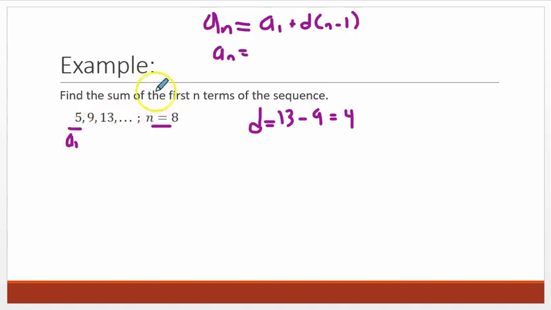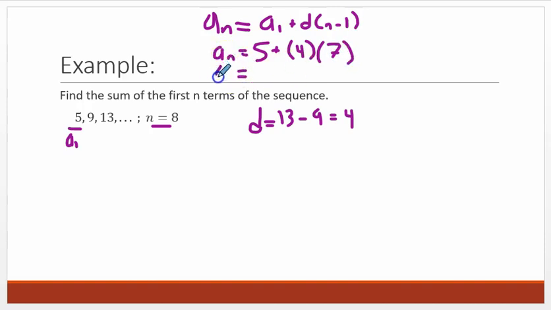But I do know the first term in the sequence. We said that was 5. And we know that d is 4. And this time we know what n is. Last time we didn't. So now they told me that there are 8 numbers in the sequence. So I'm just going to go ahead and do 8 minus 1 is 7. So I only have one variable left.